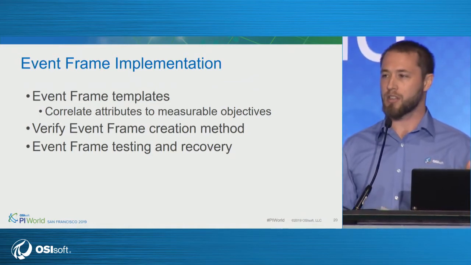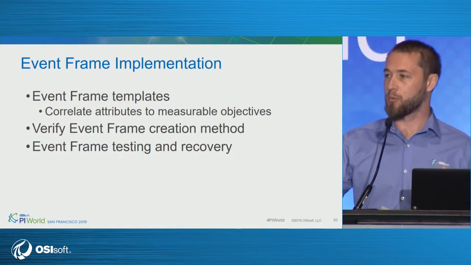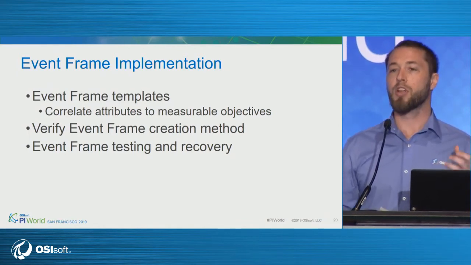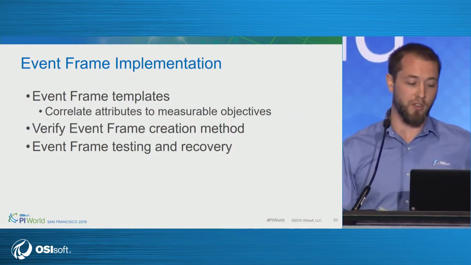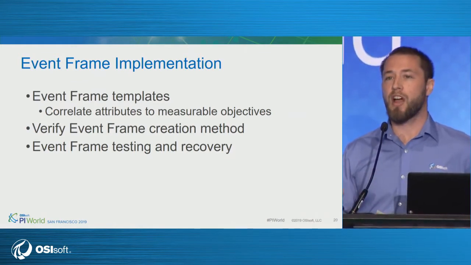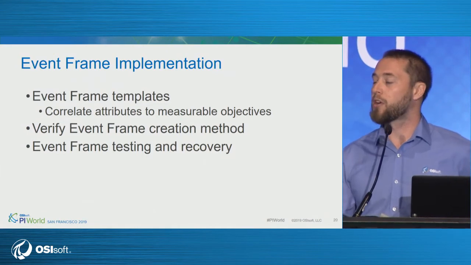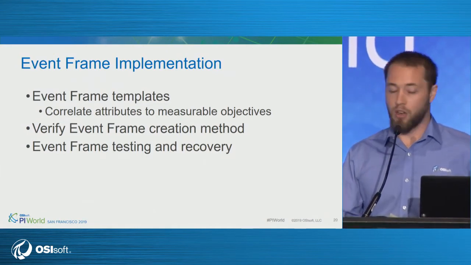And while there isn't always a perfect one-to-one ratio of measurable objectives to attributes, this is where you go through that process of defining what sort of context you want on your event frames. This is also where you verify your event frame creation method. How am I going to create these event frames? How will they be utilized?